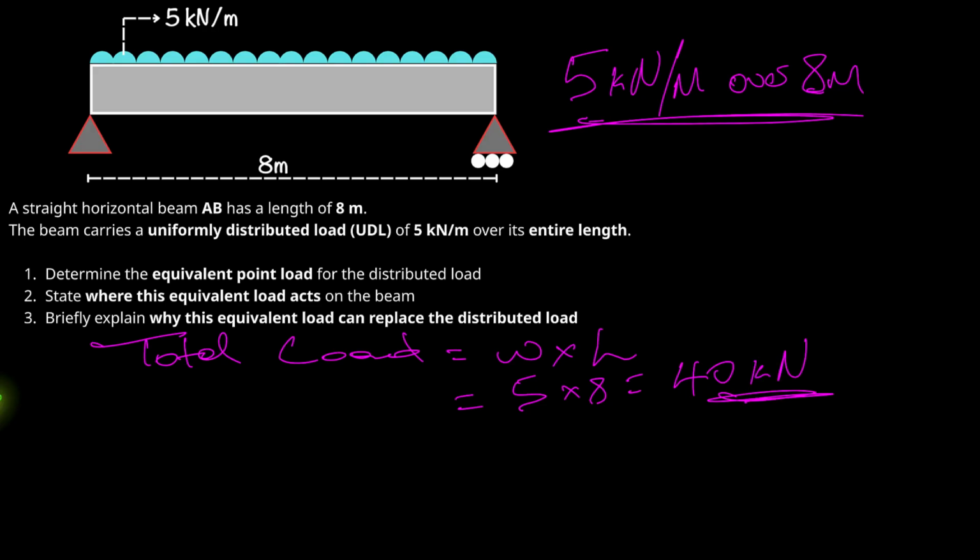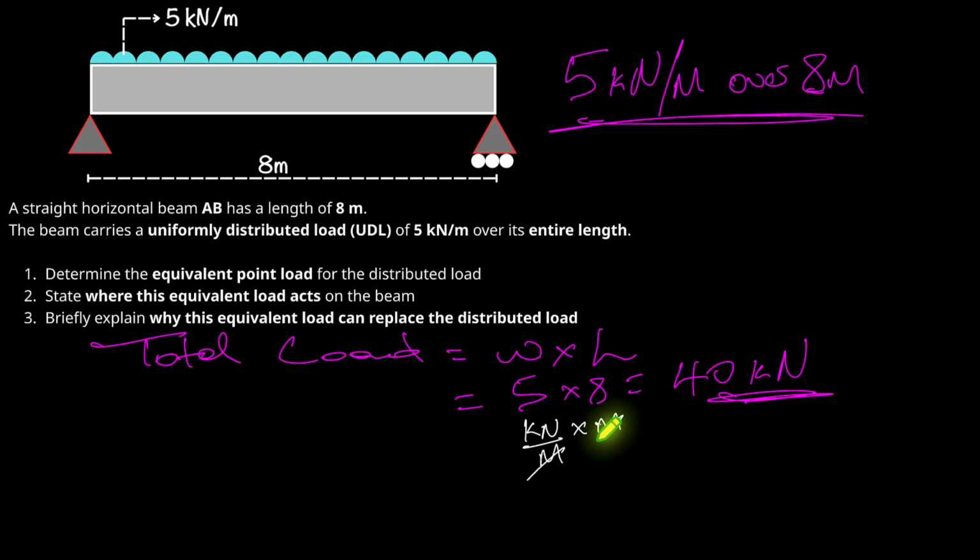And I'll show you what happens with the unit just so you're clear with that as well. So this 5 is kilonewtons per meter, and it's been multiplied by a unit of meter, or 8 meters. So when we cancel the meters out, we're just left with kilonewtons.